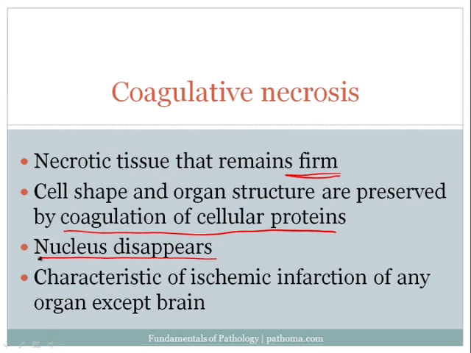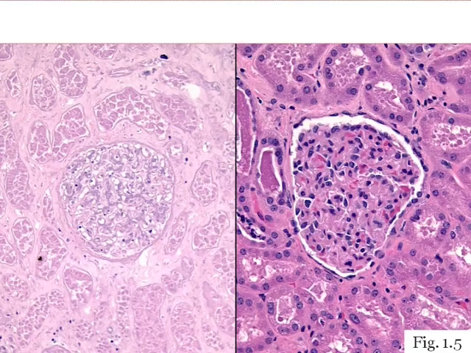Every organ in the body that undergoes ischemic infarction will actually exhibit coagulative necrosis. The only exception is the brain. So, again, coagulative necrosis is seen with ischemia of any organ except the brain. Here's an image from your text, figure 1.5, that just highlights what we mean by coagulative necrosis.